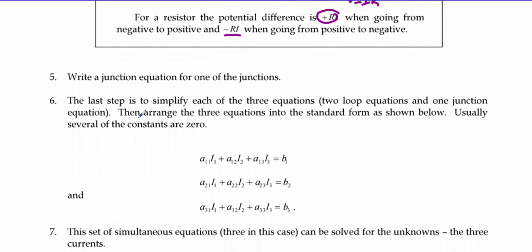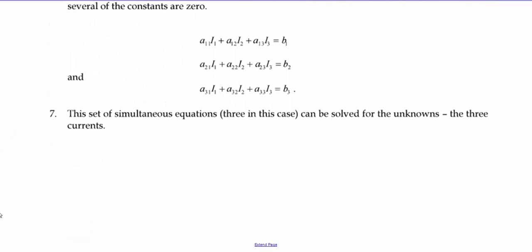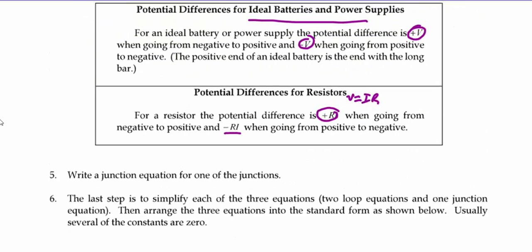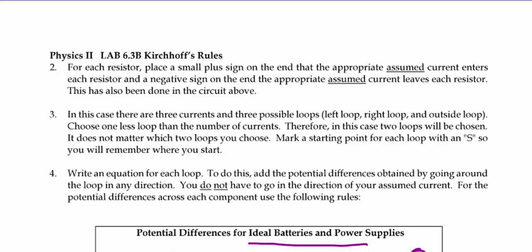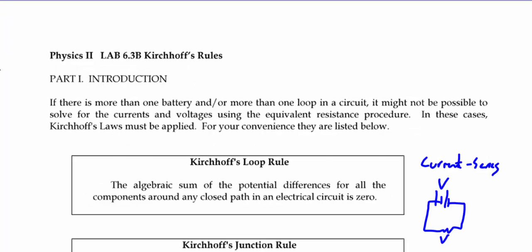Okay, and then we write a junction equation for one of the junctions. So we're going to simplify and set up all this stuff, and then we are going to have to do some simultaneous equations to solve for this stuff. Okay, so let's take a look at what that looks like. Let me go back and look at this circuit.